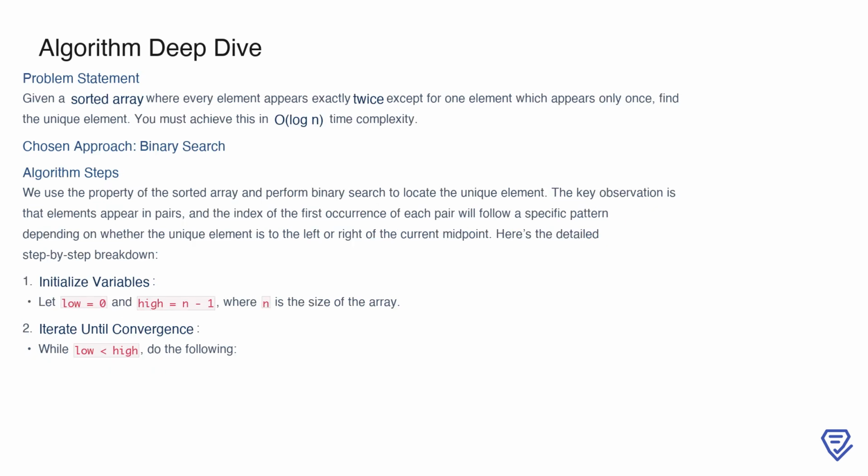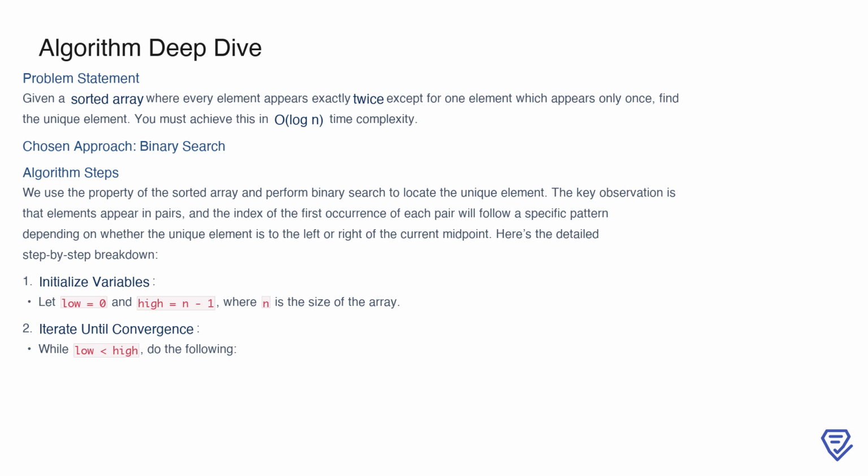The problem involves finding a single unique element in a sorted array where every other element appears exactly twice. What makes this interesting is the constraint to solve it in O(log n) time complexity. This eliminates straightforward linear scans, guiding us towards binary search as the optimal approach. The sorted property of the array, combined with the fact that elements appear in pairs, allows us to use a clever observation. Depending on whether the unique element is to the left or right of the midpoint, the pairing pattern in the array will change.